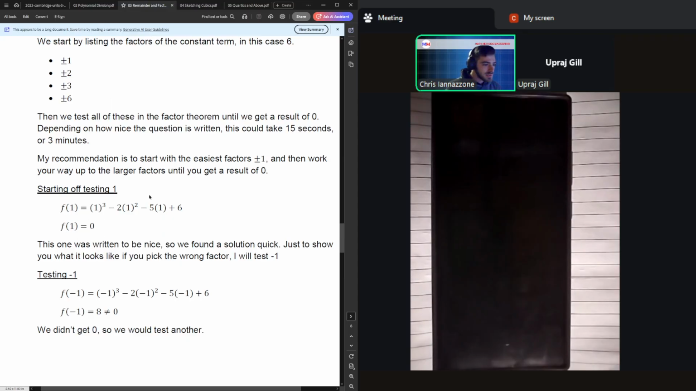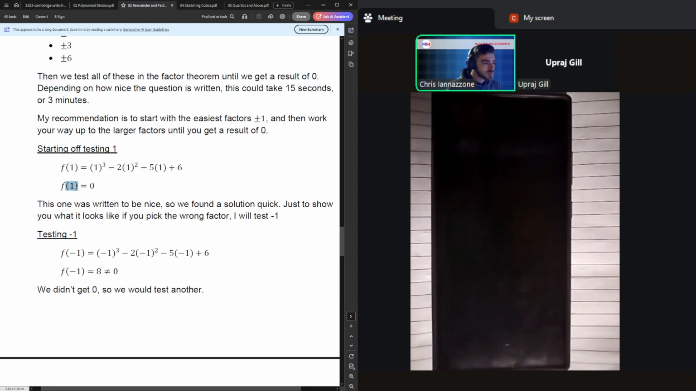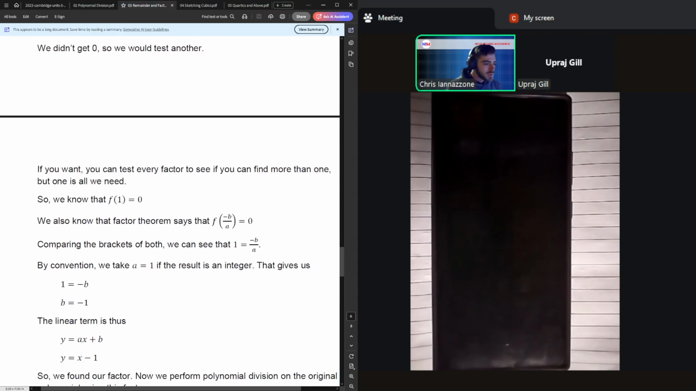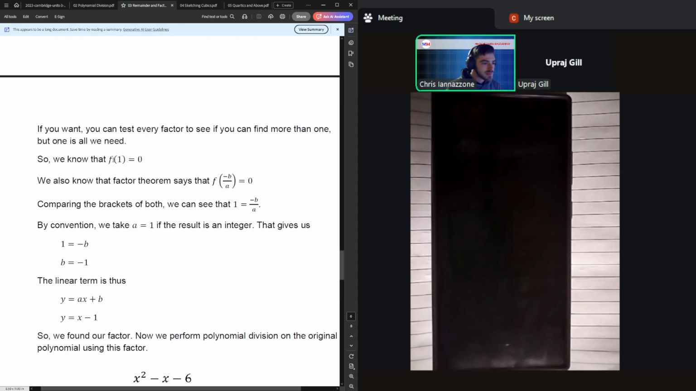So okay, we've tested our integer. What's going on here? What do we do with that integer? Well, what we can essentially say is, okay, if f of 1 equals 0, and the factor theorem means f of negative b over a equals 0, then basically what I can say is, cool, let's just make 1 the same thing as negative b over a.